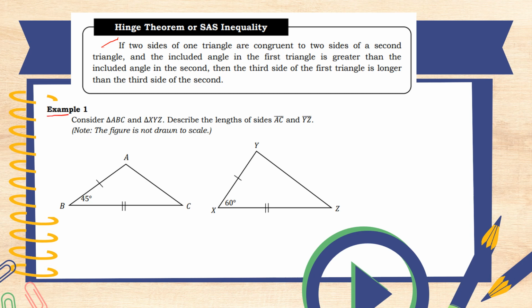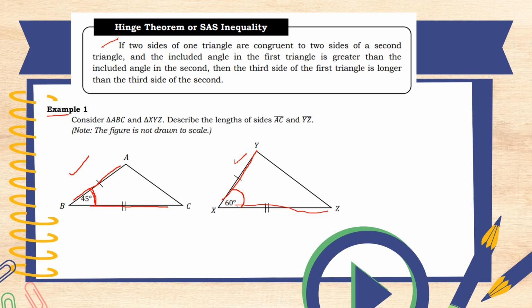So let's consider triangle ABC and triangle XYZ. Describe the lengths of AC and YZ. Now, as shown here, sides AB and BC are congruent to sides XY and XZ. And then their included angles are: the included angle of triangle ABC is angle B, while the included angle here is angle X.